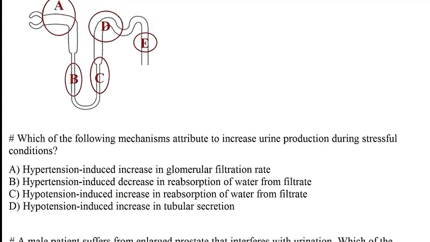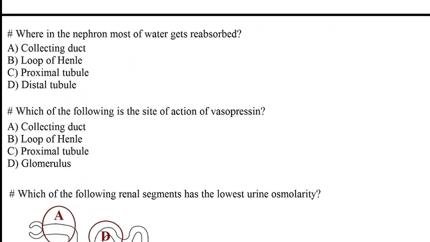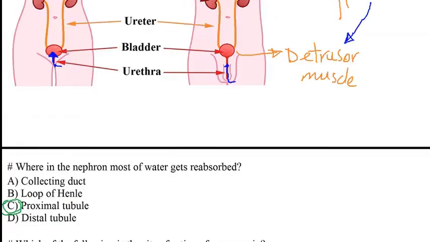Okay, so if you need more time, you can go ahead and pause the video. Otherwise, let's start with the first question. So where in the nephron does most of the water get reabsorbed? Well, we already discussed that about 60% of water in the filtrate, and glucose and other molecules, are getting reabsorbed in the proximal tubule. And so choice C would be the correct answer.